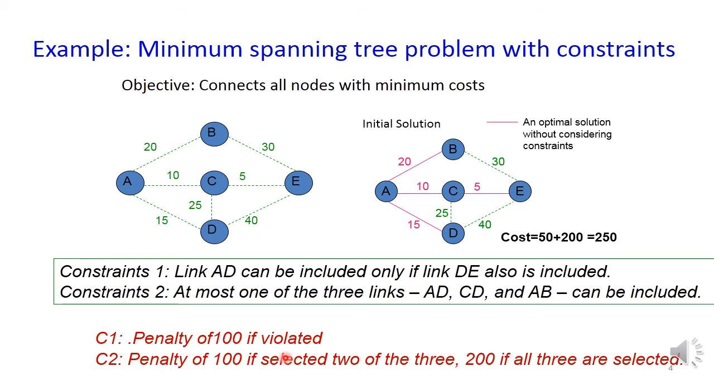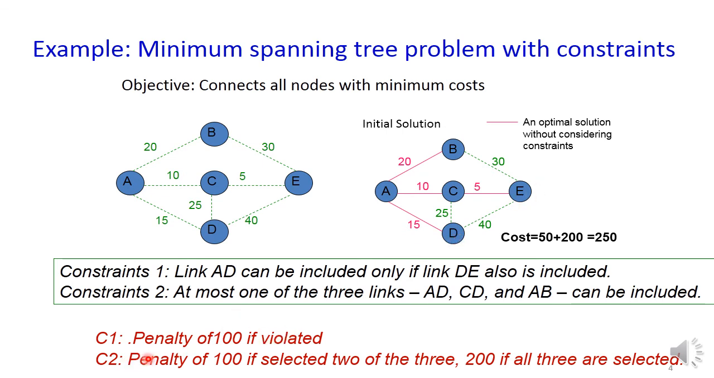Similarly, a penalty of 100 if 2 of 3 edges among AD, CD, AB are selected. We can see that among these three edges, two edges are part of the minimum spanning tree. So a penalty of 100 is added because 2 out of 3 are present in the spanning tree. So I repeat, constraint 1 is violated here. AD is there but DE is not there. So a 100 penalty is added.